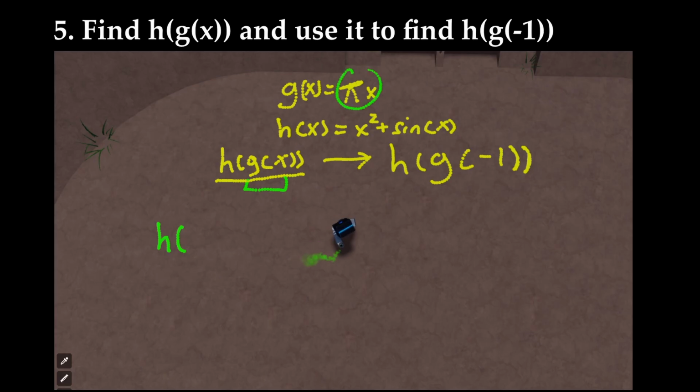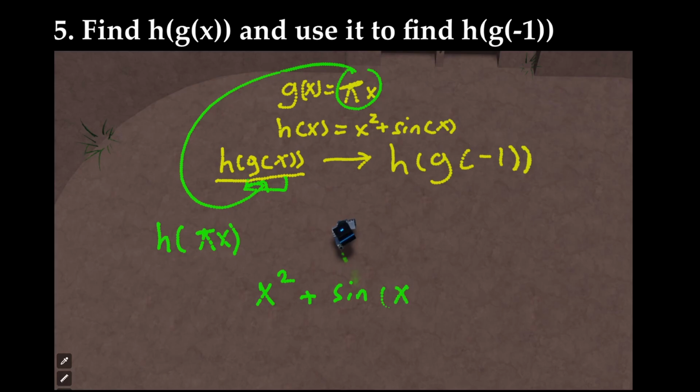So all of this will just go into there. So you have pi times x. And then now we need to evaluate h of pi times x. Well, h of x is x squared plus sine x. So what I'm going to do is I'm going to plug in pi times x everywhere I see an x. So I'll put one in right there, and I'll put it in right over here. Now let's just evaluate that.